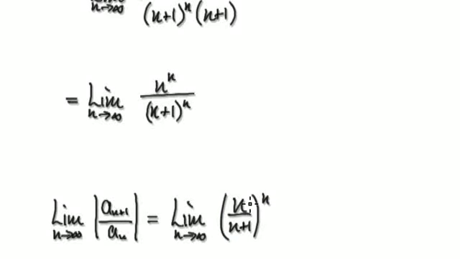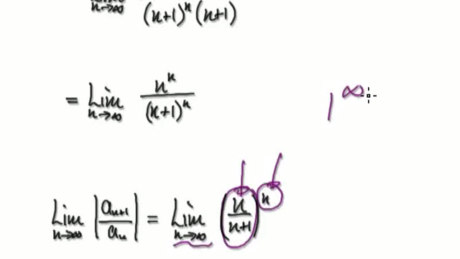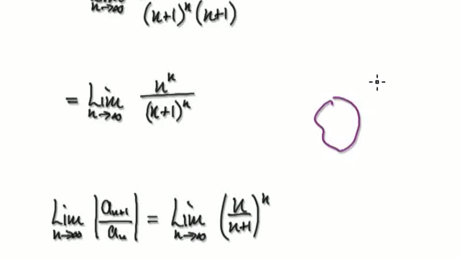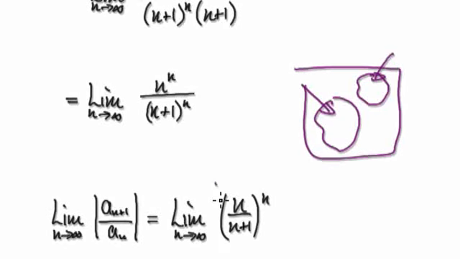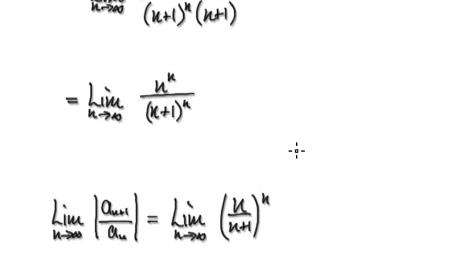As it turns out, you've got one thing to the power of another thing. This thing here wants to head towards 1, and this thing here wants to get bigger and bigger towards infinity. So you've got 1 to the power of infinity, a bubble to the power of another bubble. This is an indeterminate form.